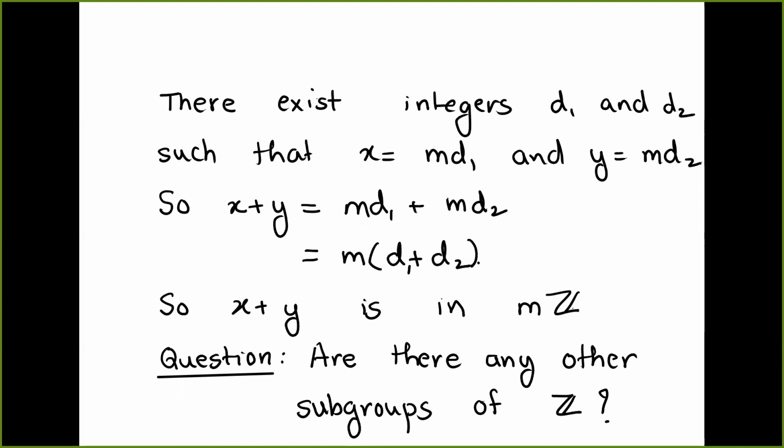Notice I said that even numbers are a subgroup. Odd numbers are not a subgroup, because odd numbers are not multiples of any fixed thing.